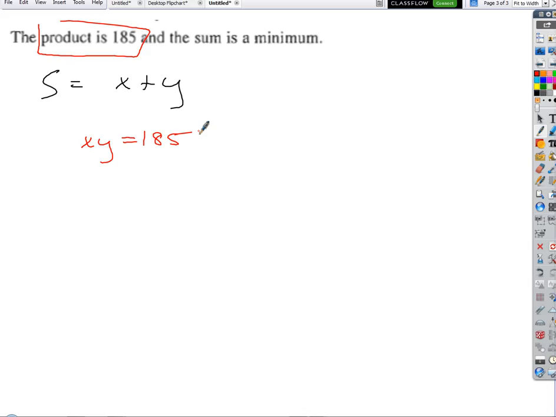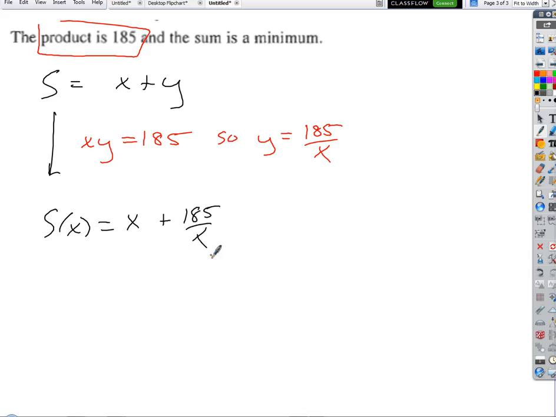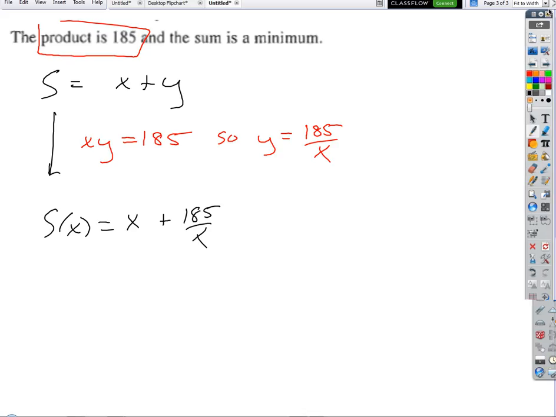Take either x or y. Just isolate y. So y equals 185 over x, right? And now I can rewrite my primary equation as a function of x. So S of x equals x plus 185 over x. And now we're just gonna do calculus.